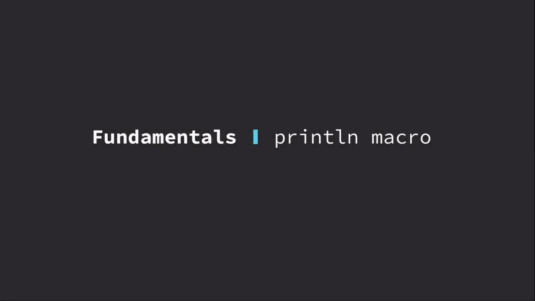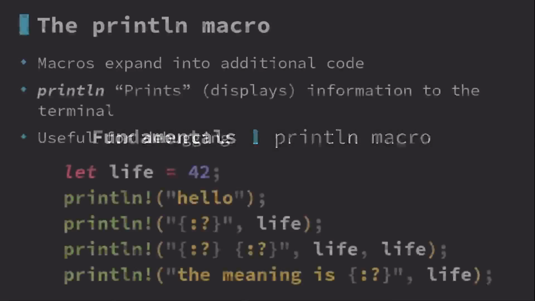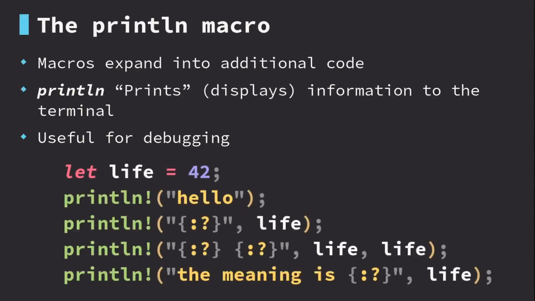In this video, I'll be covering the println macro. Macros are similar to functions, except instead of running code, they expand into more code. The println macro prints or displays information to the terminal. This would mean when we use println, it expands into additional code, and that code will print information onto the terminal. And this could be useful for debugging.